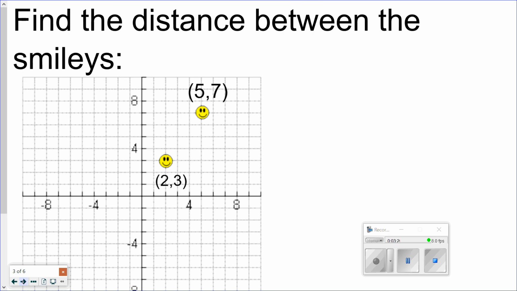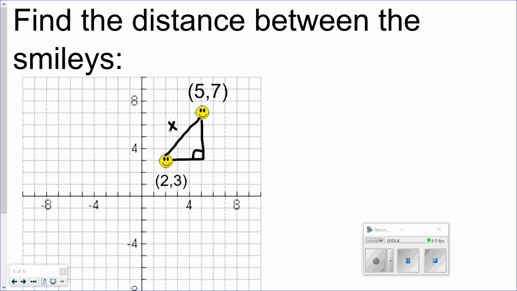The reason we're doing this is that we're going to start finding the distance between two coordinates. If I want to find the distance between these two smiley faces, one way I could do this is by creating a triangle. So if I go down and over, I just created a right triangle. So I need to figure out what this distance is.